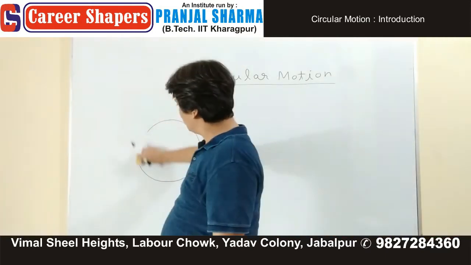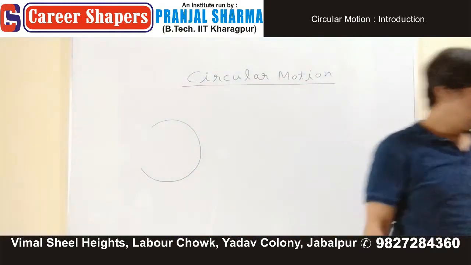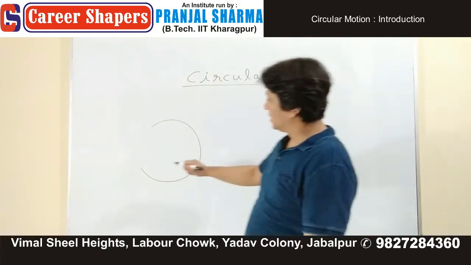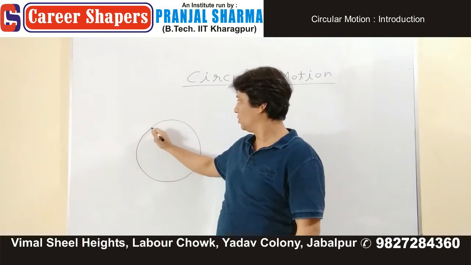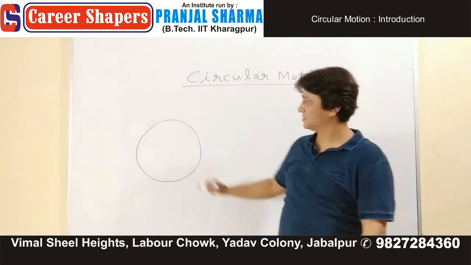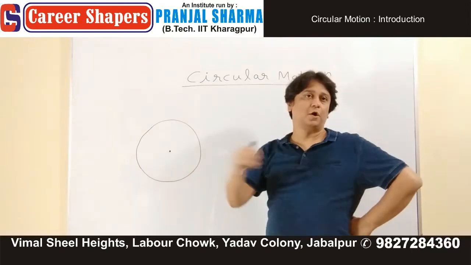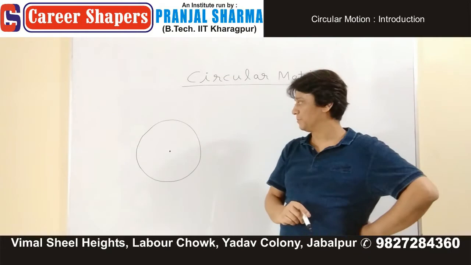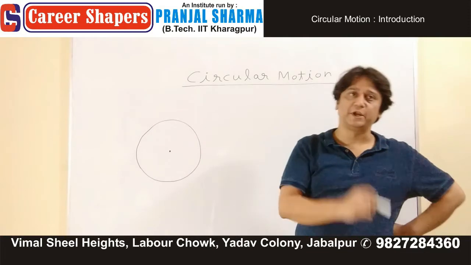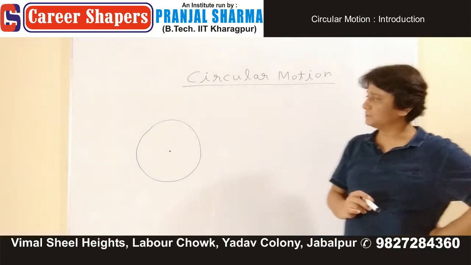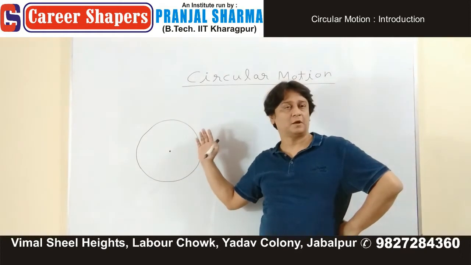If an object is moving in a circular path, then it means it is moving in a path where its distance from a fixed point always remains same. And this much is not sufficient. You also need to add what? Its path should be in one plane.